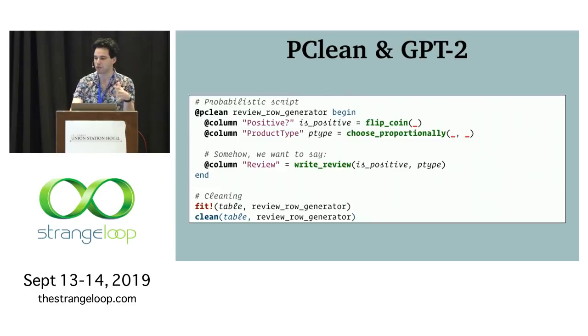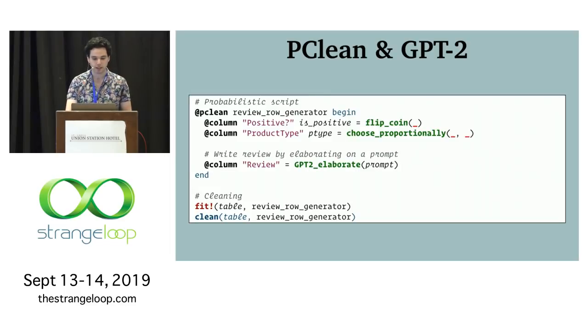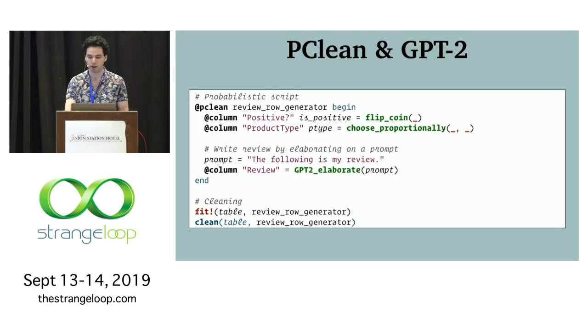And then we somehow want to say, write a review that's based on is positive and the product type. And the idea is that we're going to use GPT-2 elaborate on some prompt to do that. We're going to prompt GPT-2. We could use the prompt, "The following is my review," and then just have GPT-2 write a review. But then GPT-2's review will not be based on the sentiment and the product type that we just sampled, right? There's no relationship between these two. So we could instead say, "The following is my review of this book," or of this movie, or of this app. And that's going to make it more likely to generate reviews that are about the product.